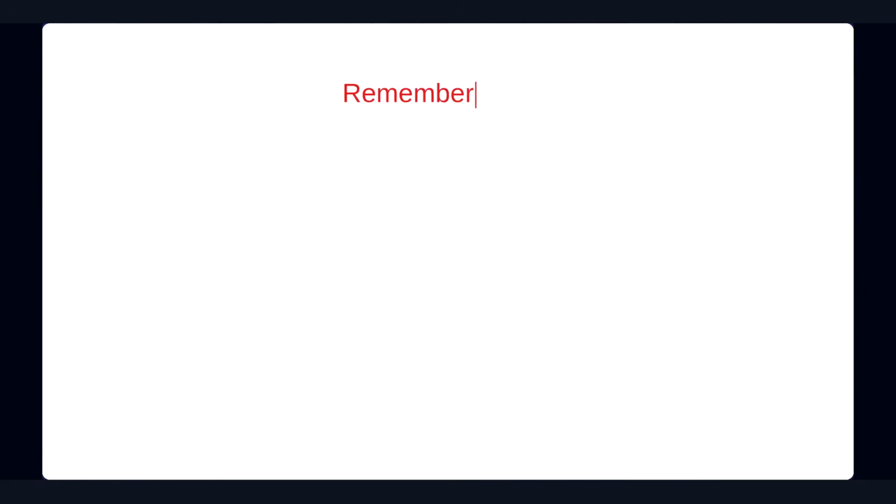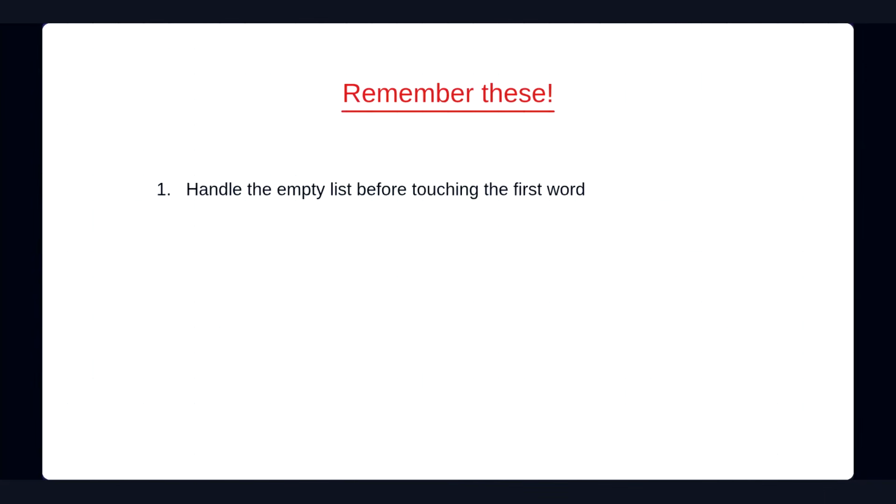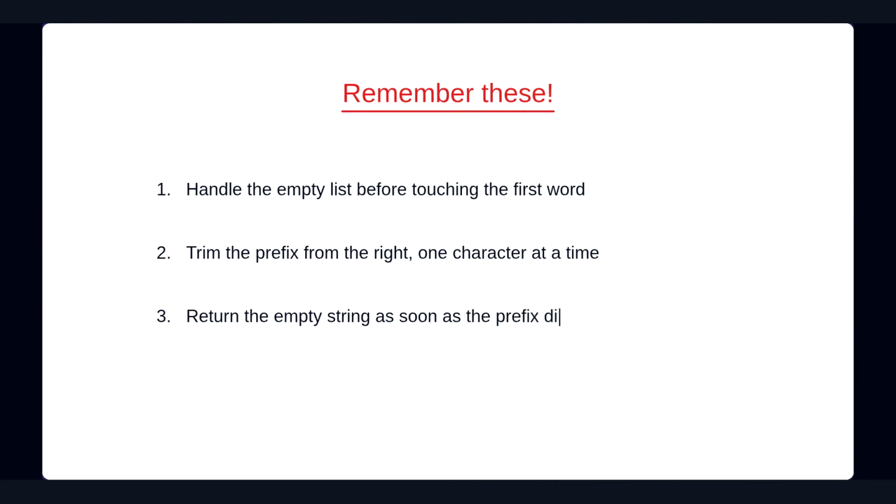Three reminders. First, if the list is empty, return the empty string before you try to read the first word, or you'll crash. Second, always trim the prefix from the right end, since a prefix grows from the left. And third, the instant the prefix becomes empty, you can stop, because nothing is shared.